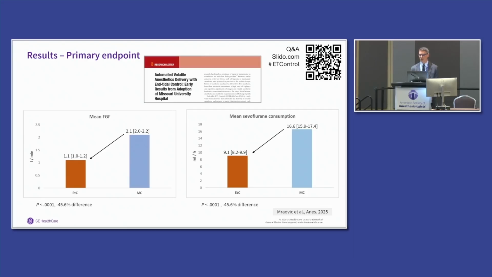This is measured in milliliters per hour, went from over 16 to around 9. So a similar reduction, about 45% reduction. And this is real-world experience with end tidal control.